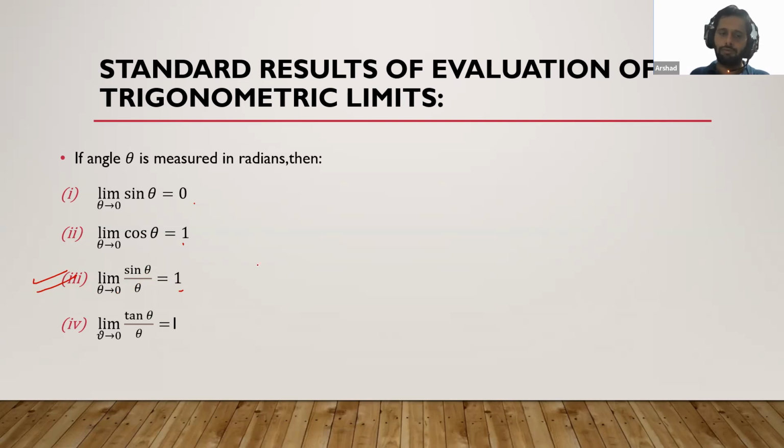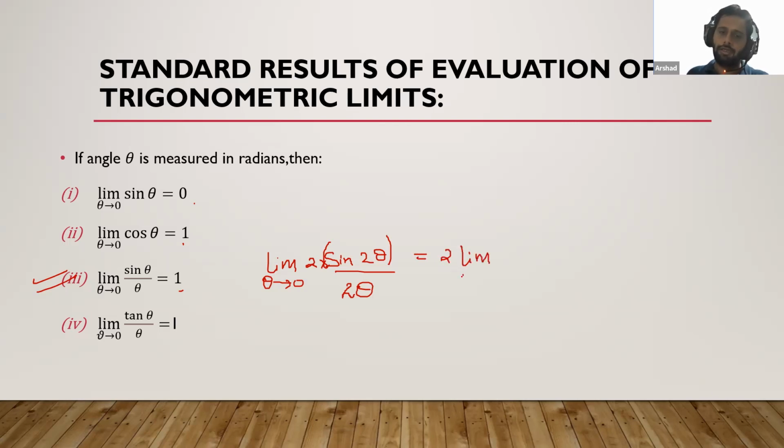If these two are not equal, for example, if we have this question, limit theta tends to 0 of sine 2 theta by theta. Here the angles are different. In the numerator, we have 2 theta. In the denominator, we have theta. So we have to make them equal. We will multiply and divide by 2. Never multiply this 2 in the angle. Always multiply outside the angle. 2 is a constant, so you can write this 2 outside the limit.